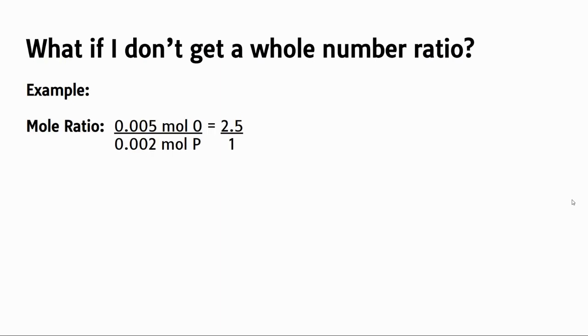For example, what if you had a problem like this? Let's say we were looking at oxygen and phosphorus, and we ended up getting 2.5 to 1. That's not a whole number, and I'm not going to round up to 3. That would be very inaccurate.